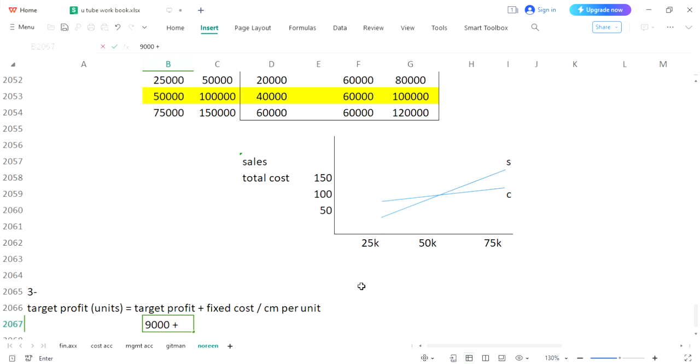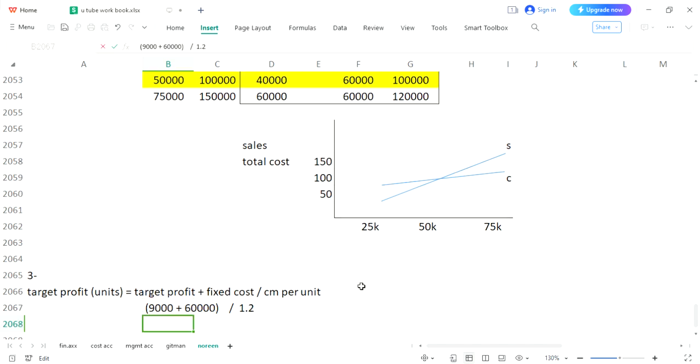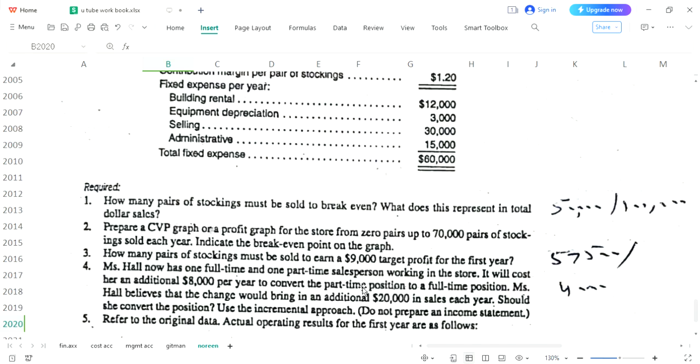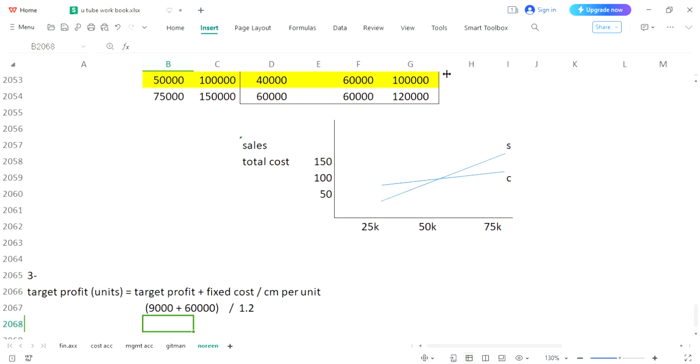Fixed cost was, I hope, 60,000. We can close the bracket over here. So these amounts above would be divided by CM per unit. I think that is 1.2. Let's confirm CM per unit. Yes, it is 1.2. Statement is completed. Now we are ready to calculate it.